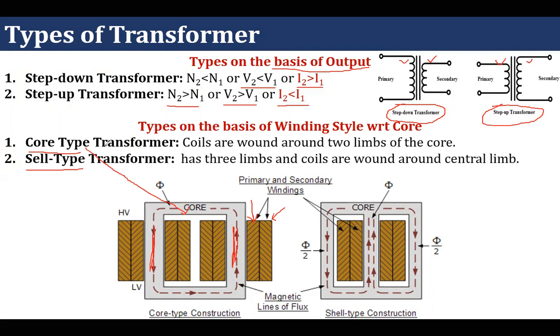Whereas in the case of shell type transformer, the complete number of turns will be done on the central limb. Okay, firstly the primary number of turns will be wound, and then after that the secondary number of turns will be on the central limb, and this will be a shell type transformer.